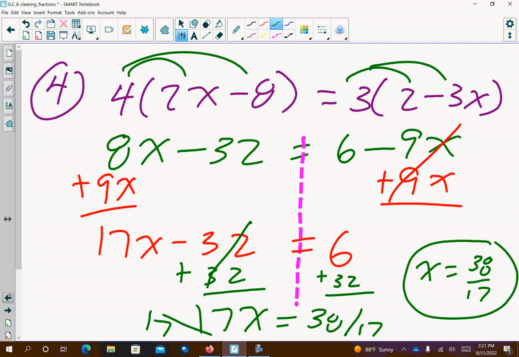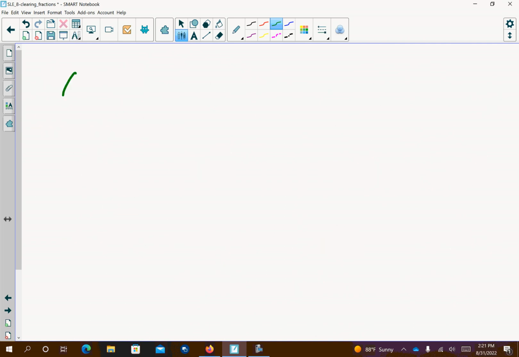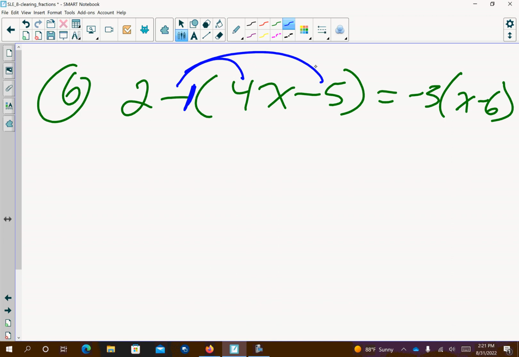Number 6, we have 2 minus, parentheses, 4x minus 5 equals negative 3 times x minus 6. Okay, so on this first one, a little trick to this. There's a 1 right there, so make sure you distribute the negative 1. Do not do 2 subtract 1. That is out of order of operations. So this 2 comes down, minus 4x plus 5.